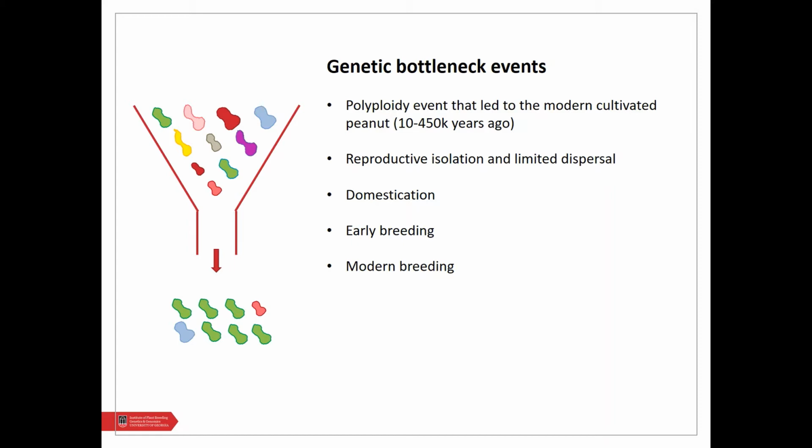Domestication and early breeding efforts would have also severely bottlenecked diversity. Modern breeding has actually improved diversity of cultivated peanut with the incorporation of PIs with disease and pest resistance, and even some interspecific introgressions such as nematode resistance from TexAg6.